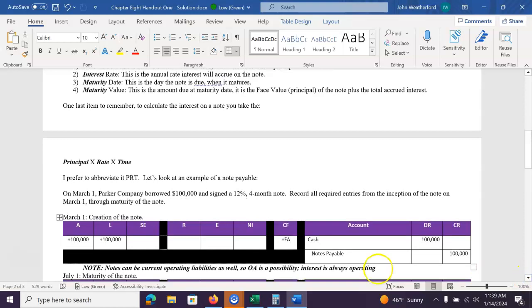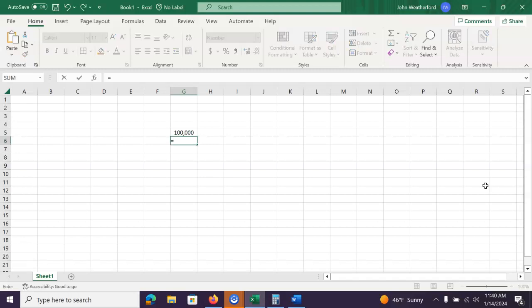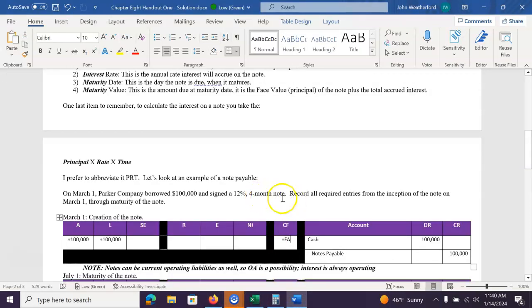All right, now the maturity of the note, well, let's do a few calculations with it here. First, we had a $100,000 note at 12% interest. So 100,000 times 0.12. So the interest on the note would be $12,000 if it were for a full year. But this one, let's go back and take a look, was a 4-month note.